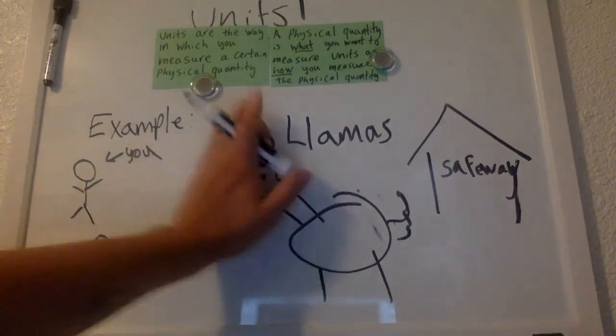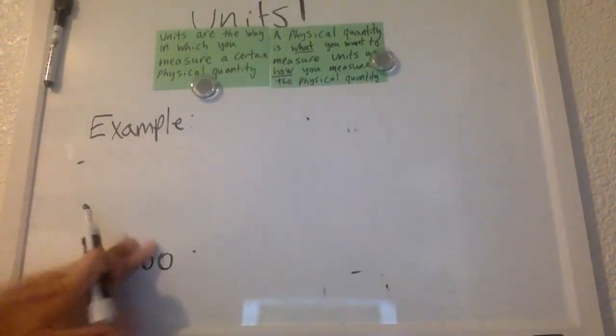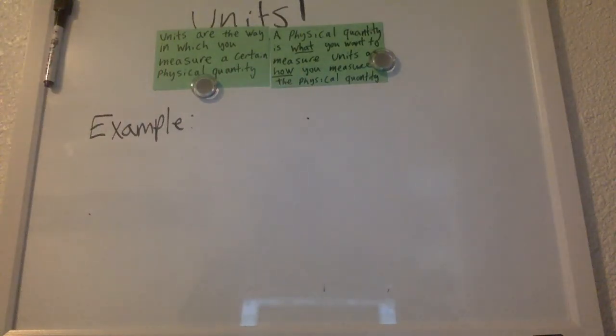All right, all of my terrible drawing aside, this is what you need to know. Units are important. Units tell us the way in which we measured. 200 meters is very different from 200 miles, which is very different from 200 feet. So units are really important. They're going to tell us how we measured a certain physical quantity so that we are all comparing the same thing, so that nobody goes out and buys 200 llamas to get to Safeway. That's the moral of the story.